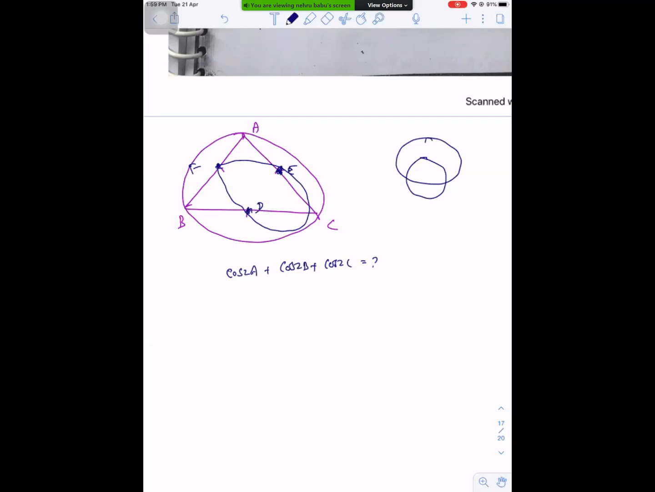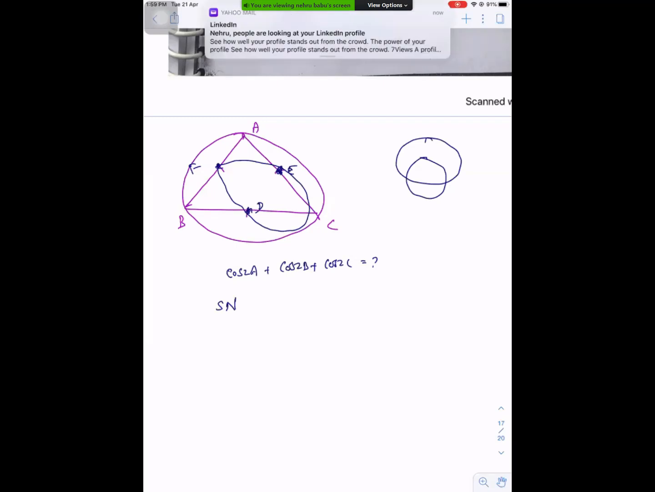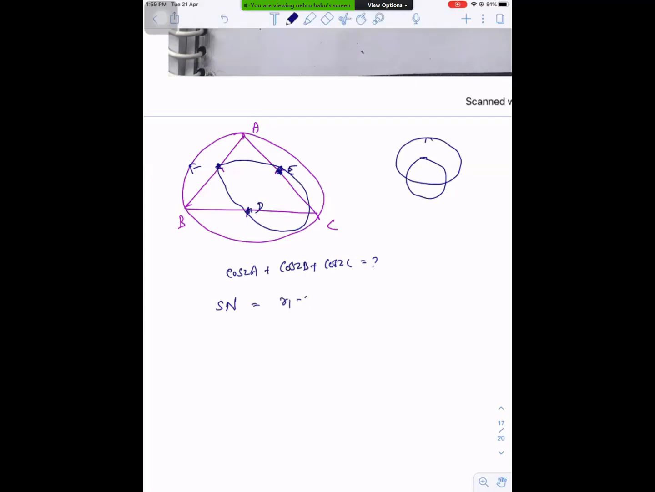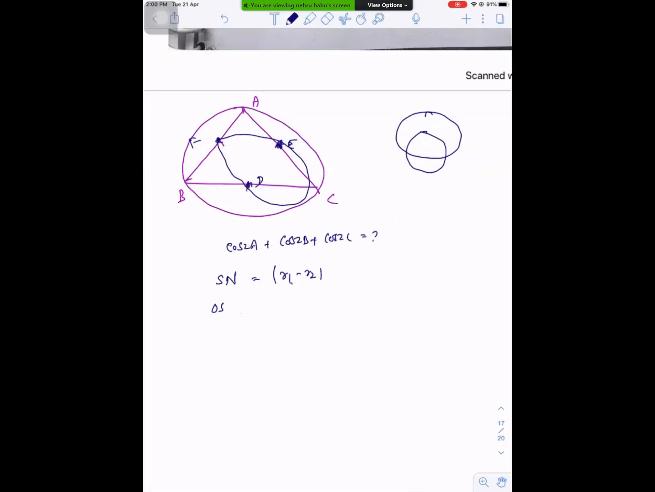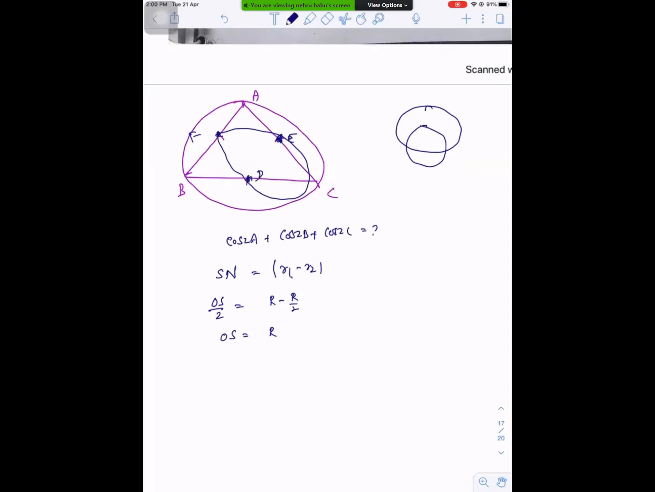Here it doesn't matter, because my focus is only on if these two are touching each other. One is the circumcenter, the other is the 9-point center. So the distance between centers is equal to the difference of radii, because one is small inside and one is big outside. So if they are touching, they are touching internally only. SN distance is exactly OS distance by 2, and this equals the difference of the radii, circumradius R and 9-point radius R by 2. So from this we get OS equal to R.